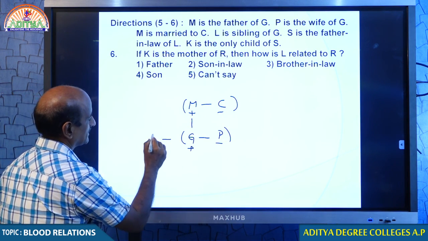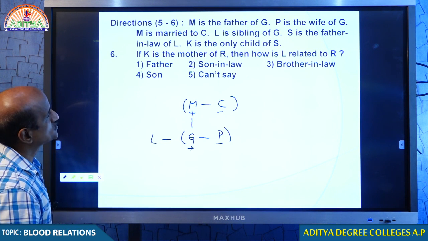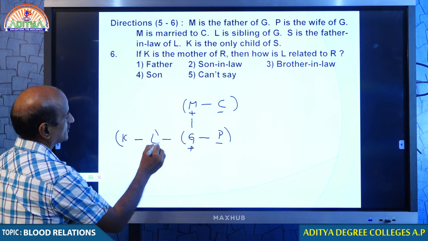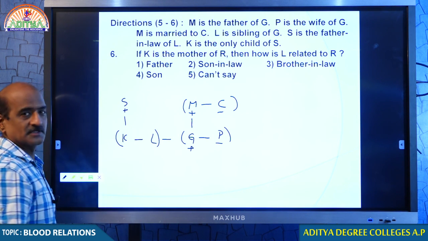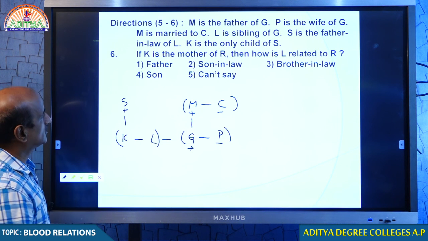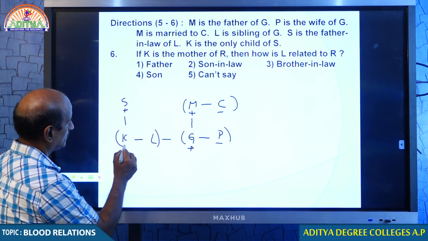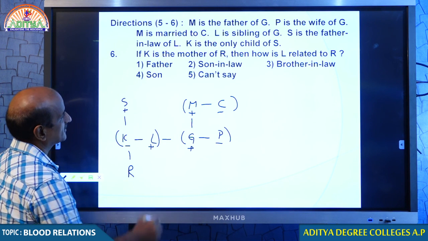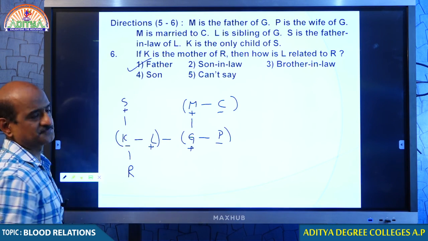L is sibling, meaning brother or sister. And L got married to K, that is what we come to know, and the father of K is S. This we know from the previous information. Now look at that. If K is mother of R, obviously L must be father. Then how is L related to the father?